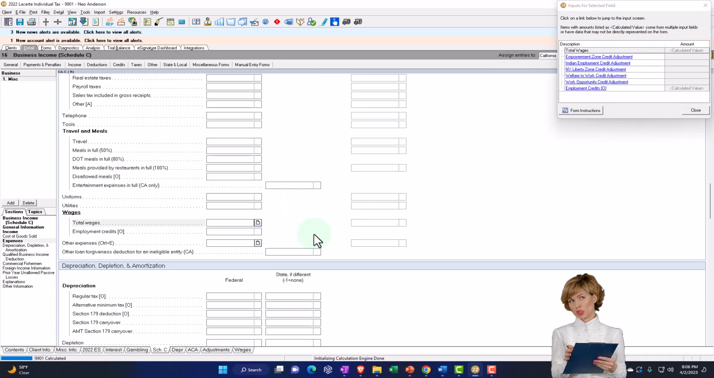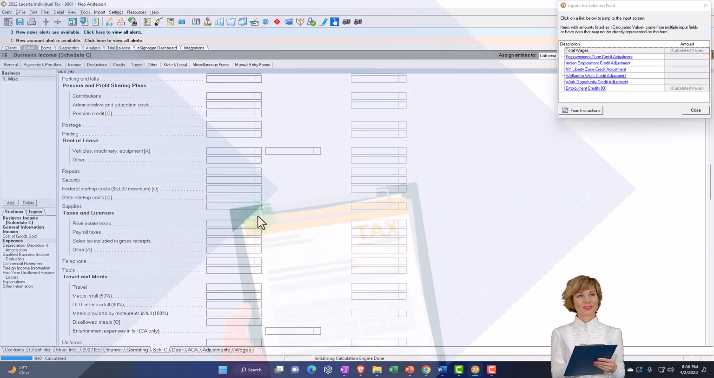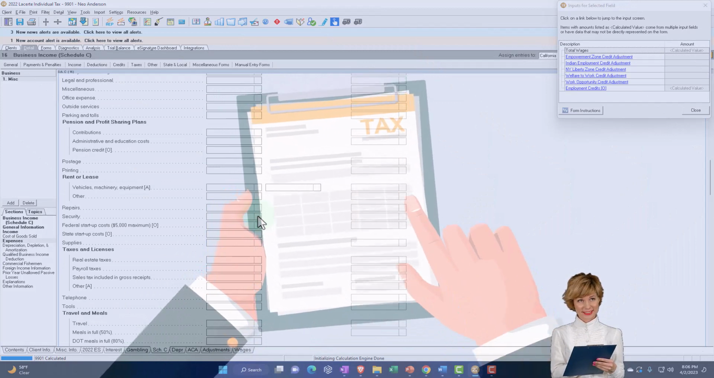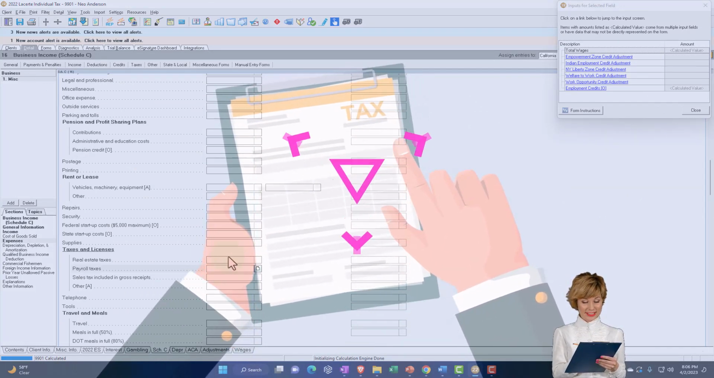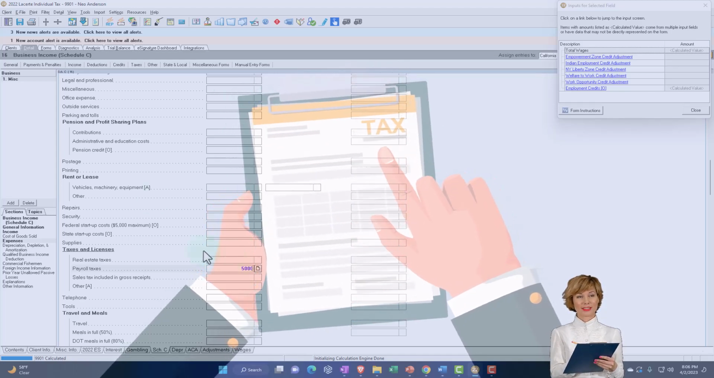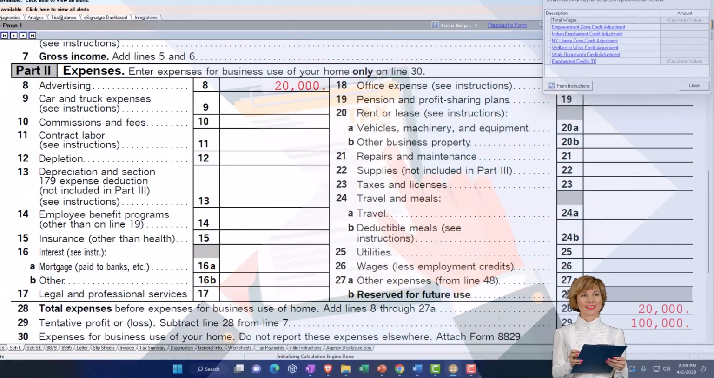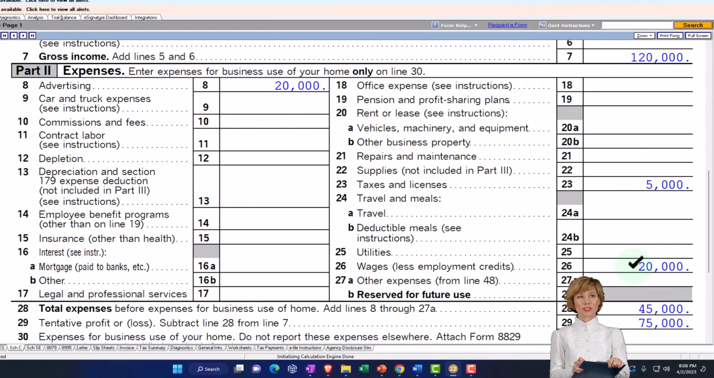what's on the W-2. Let's say that was 20,000, and then you might have taxes as well related to the payroll, or would have to pay the payroll taxes. Let's say that is just 5,000. So if I pull that over into our worksheet, 20,000 here for wages, the 5,000 is being broken out.